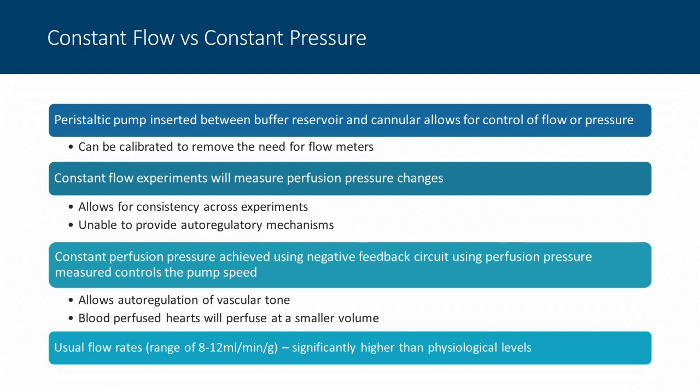So the usual flow rates that we're looking to achieve are in the range of 8 to 12 mL per minute per gram of heart weight, which is significantly higher than physiological levels. So this is obviously regarding our crystalloid perfusate. If we consider a mouse, we're looking at a lower limit of 1.5 to 2 mL per minute and an upper limit of around 6 mL per minute. With rat species, we're looking at a lower limit of around 10 mL per minute and an upper limit of 26 to 28 mL. With rabbits, a lower limit of 35 mL per minute and an upper limit of up to 80 mL per minute have been recorded in some circumstances.